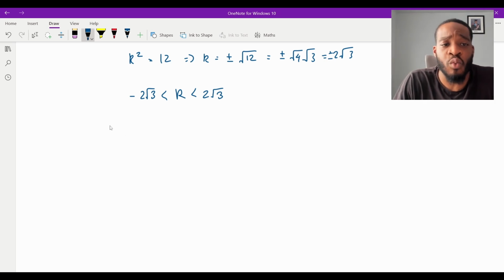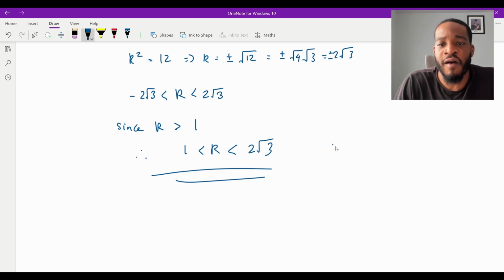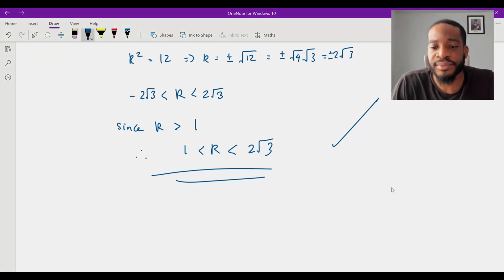If k must be greater than 1, then that means that your final answer, let me write this, since k is greater than 1, then your final answer is going to be k must range between 1 and 2 root 3. And that will give you the full 5 marks. Let me know if any of you got caught out with that in the comments. But yeah, that's it. Finished.